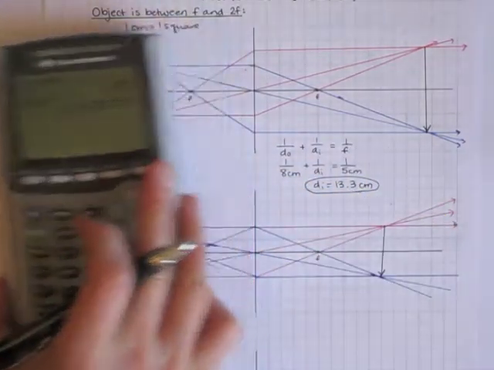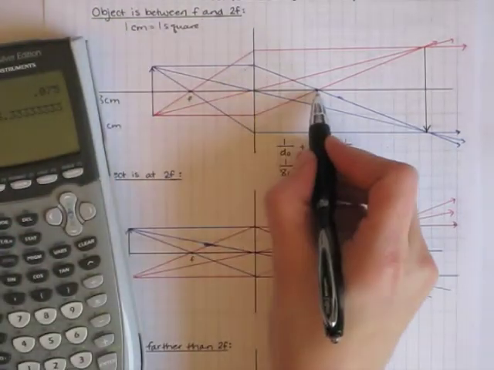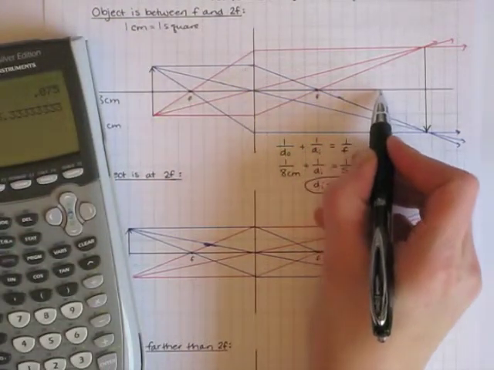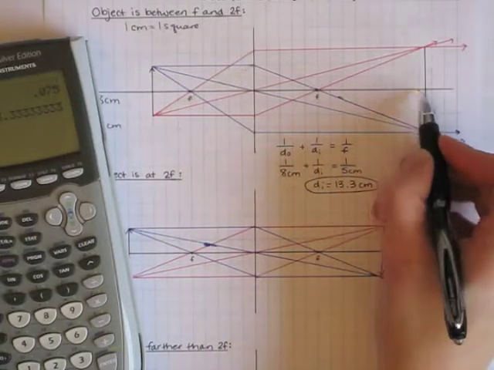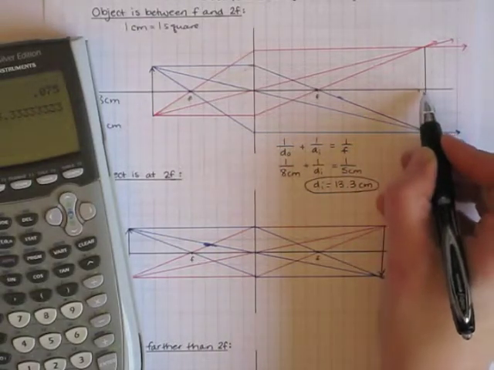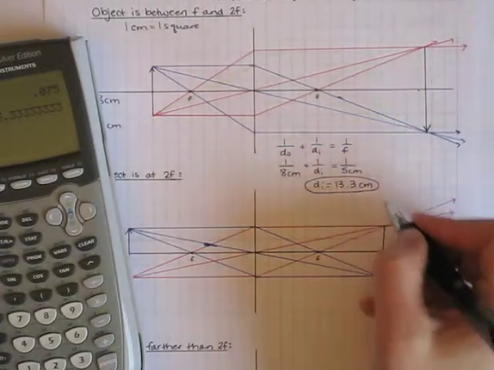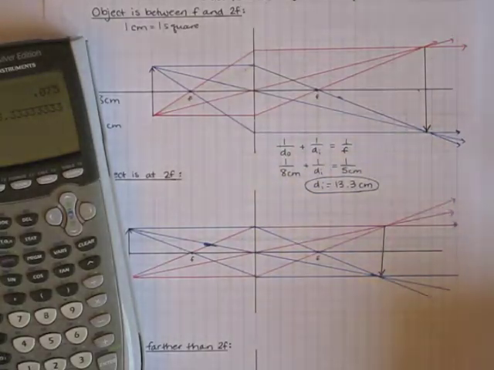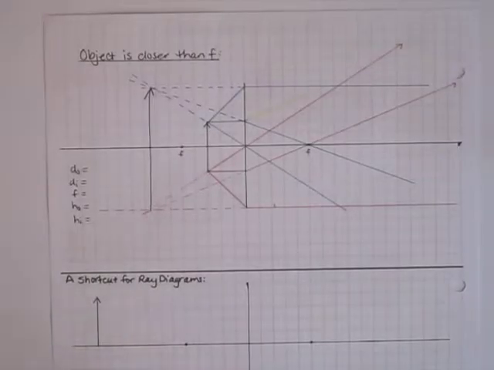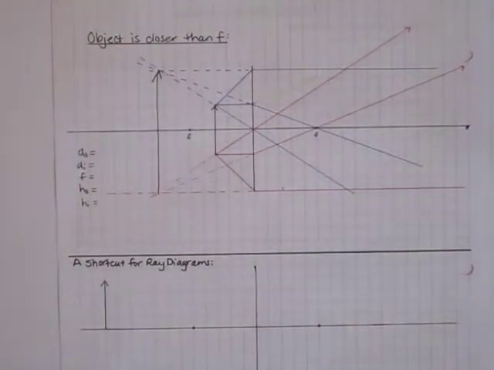And let's see how that matches up with our diagram. 5, 6, 7, 8, 9, 10, 11, 12, 13. My diagram looks maybe like 13 and a half, so 13.3 is a good match with the diagram. Now turn to the back side and let's do an example that involves a virtual image, because that's where we're going to see a negative sign for the image distance.